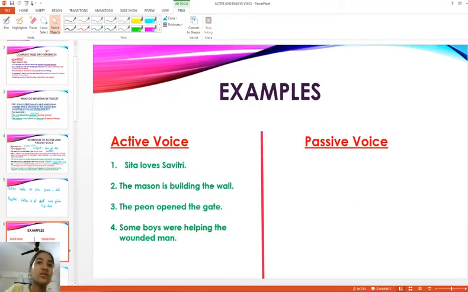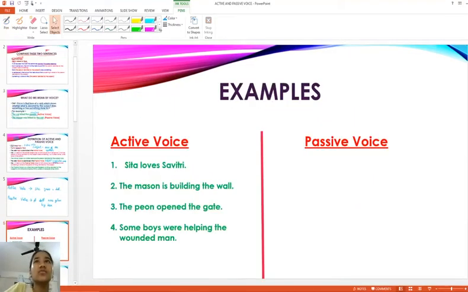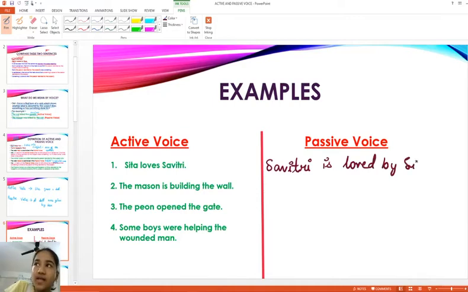So here we'll be solving a few questions in order to become more familiar with its meaning. Sita loves Savitri. We have to change it into passive voice. So it will be Savitri. The object is going to come first. Actually, there is some trick. I'll be explaining that, okay? Savitri is loved by Sita.